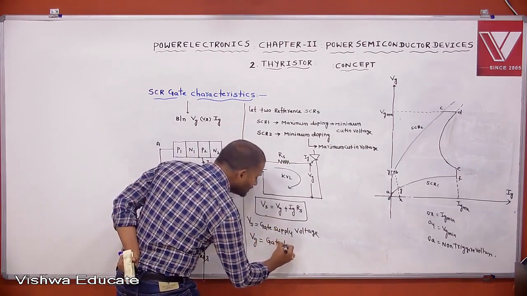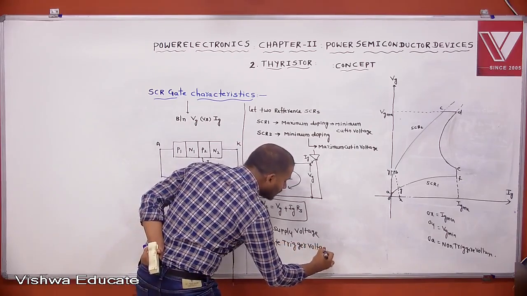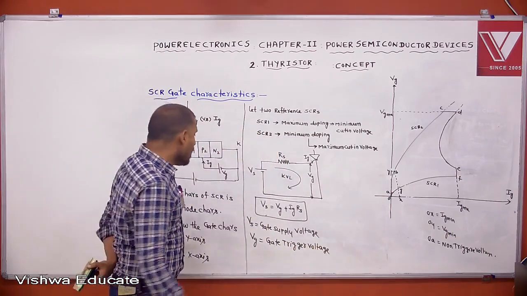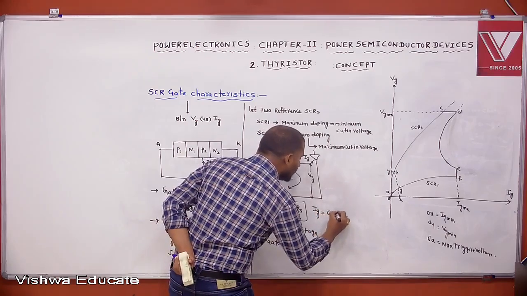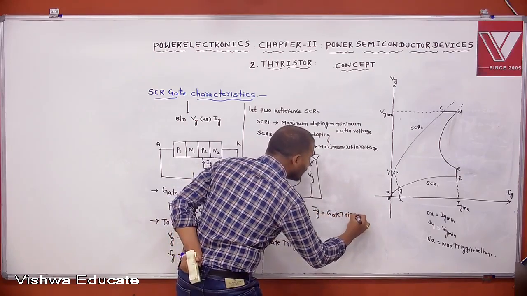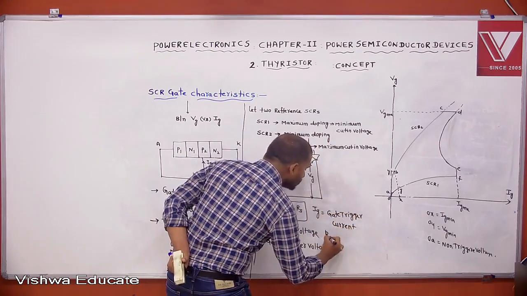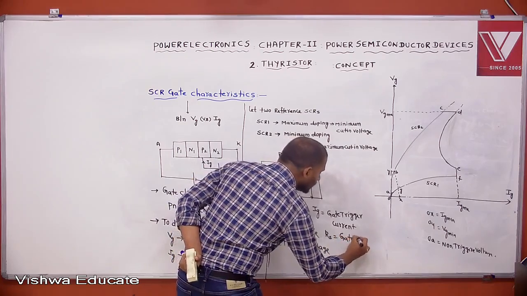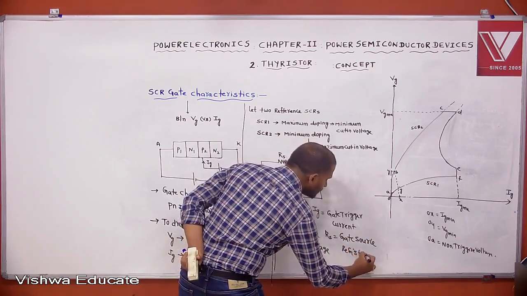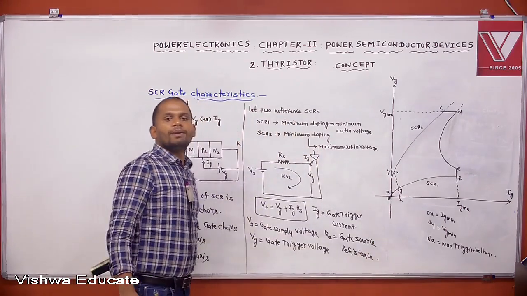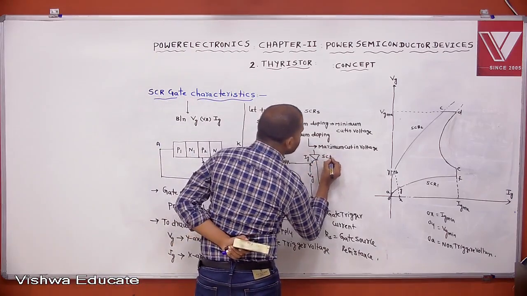Gate supply voltage is different and gate trigger voltage is different. Ic is the gate trigger current. Rs is the gate source resistance. Clear? Now this is the given SCR.